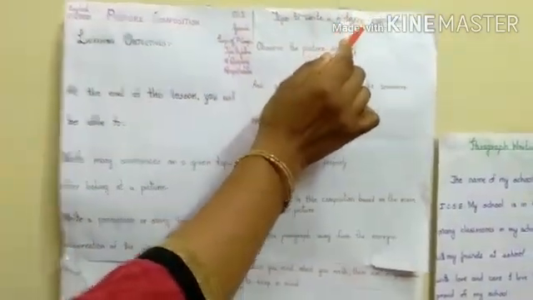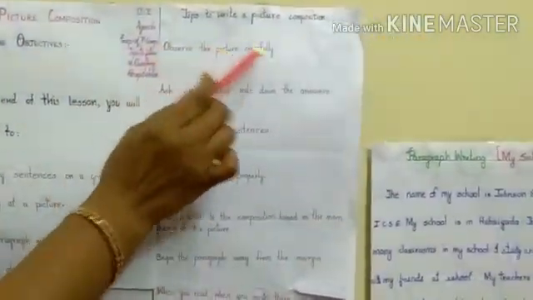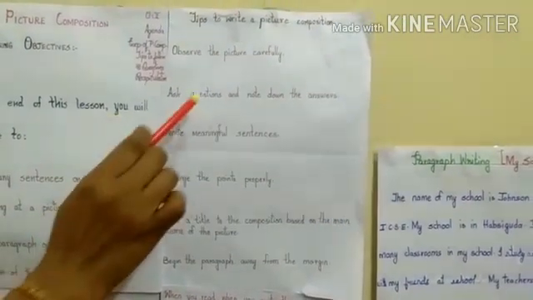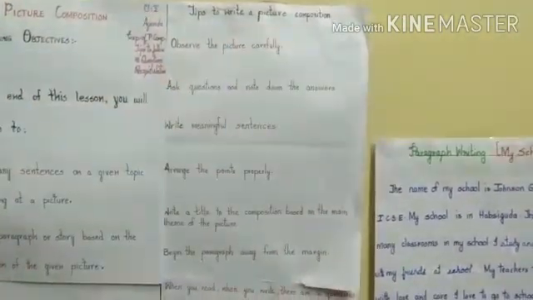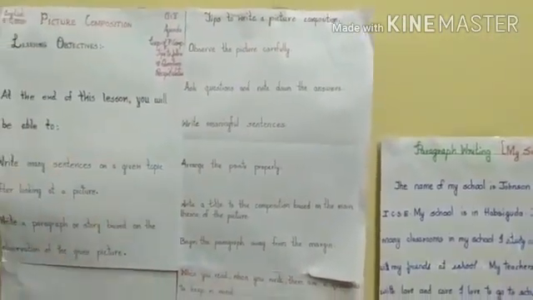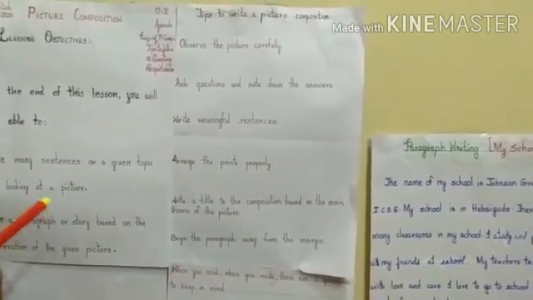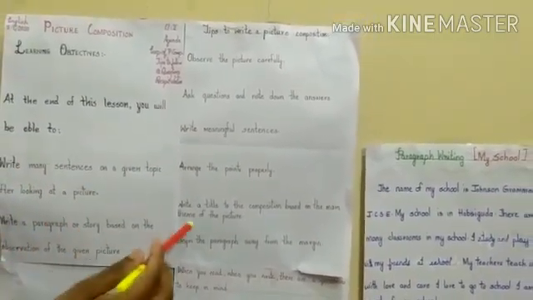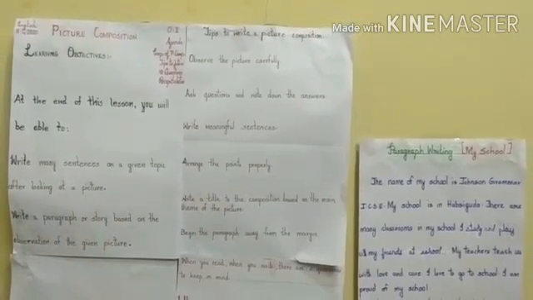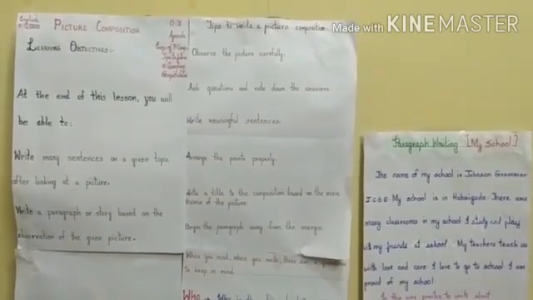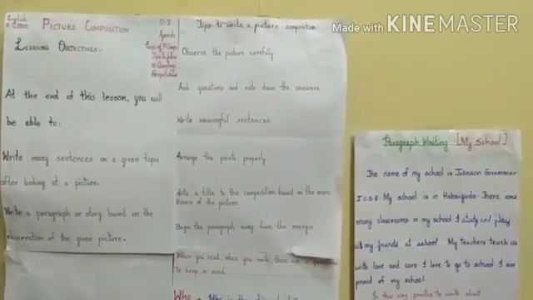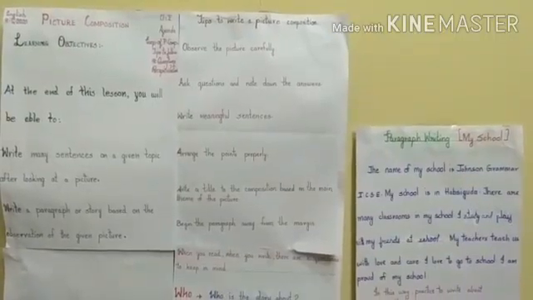Tips to write a picture composition. Observe the picture carefully. Ask questions and note down the answers. Write meaningful sentences. Arrange them in order. Write a title to the composition based on the main theme of the picture. Then begin the paragraph away from the margin line.